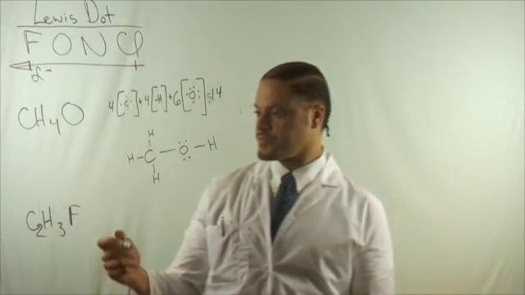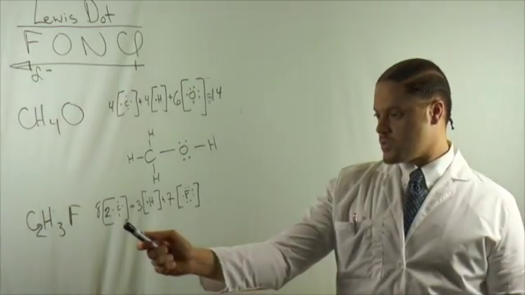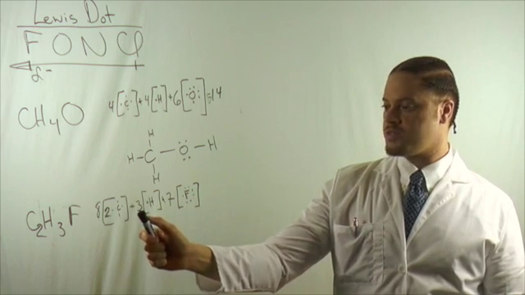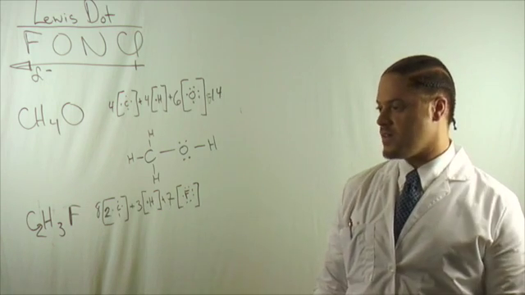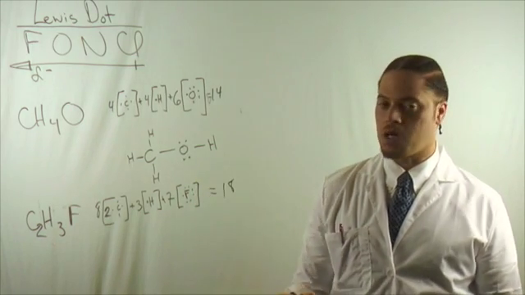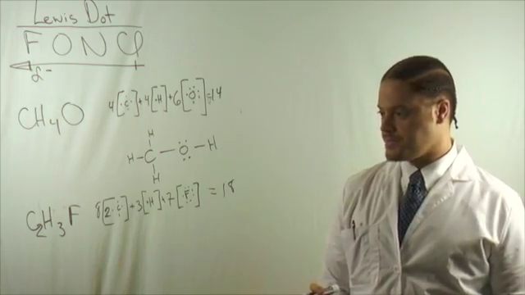C2H3F. 2 carbons, which gives us 8 electrons. 3 hydrogens give us 3, and 1 fluorine gives us 7. We should have 18 electrons in the valence when we put together our molecule.